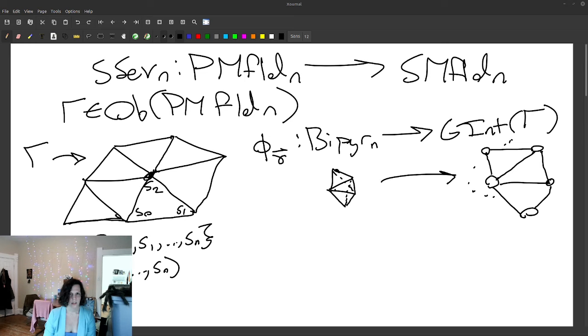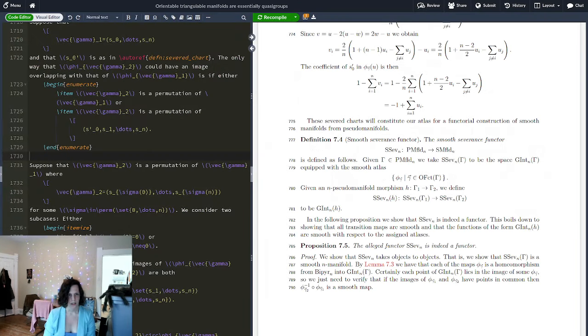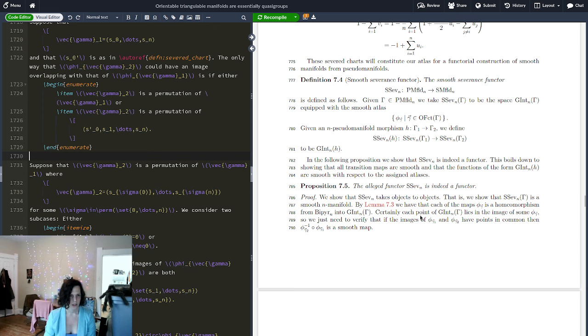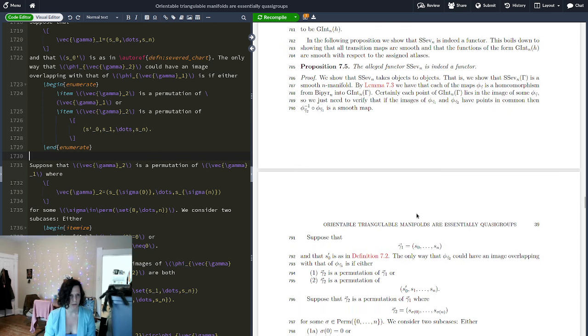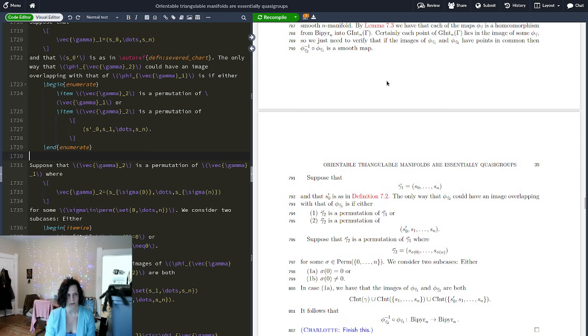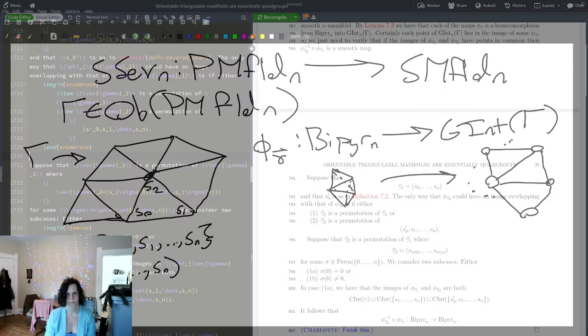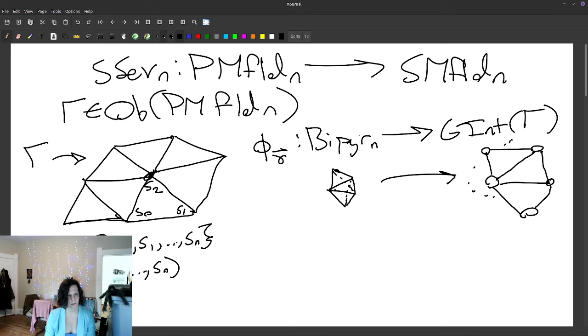Okay. So I have this family of charts, and I remembered a little bit more of what they are now. I have to think about having two of them that overlap in their images. I need to show that their composite is still smooth. So it's really like I have two of these maps.